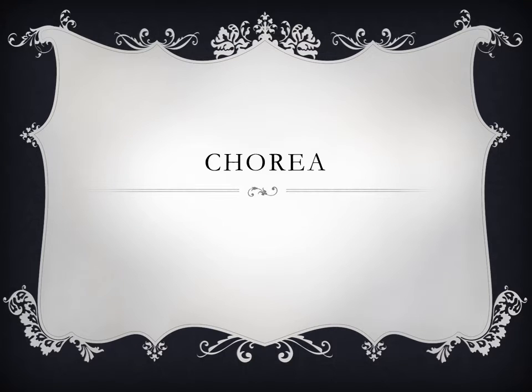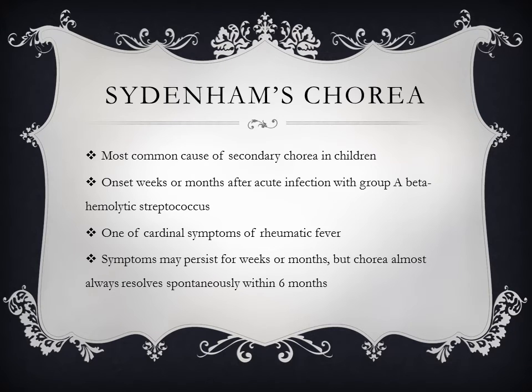Now we're going to move on to talk about choreas. The first is Sydenham's chorea. This is the most common cause of a secondary chorea in children. The onset occurs weeks or months after an acute infection with group A beta hemolytic strep and is one of the cardinal symptoms of rheumatic fever.